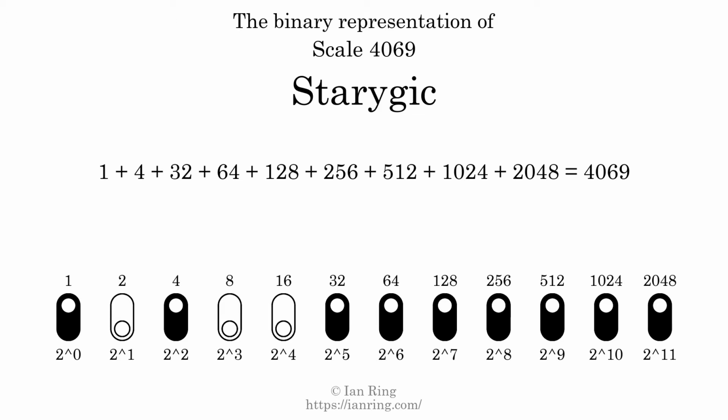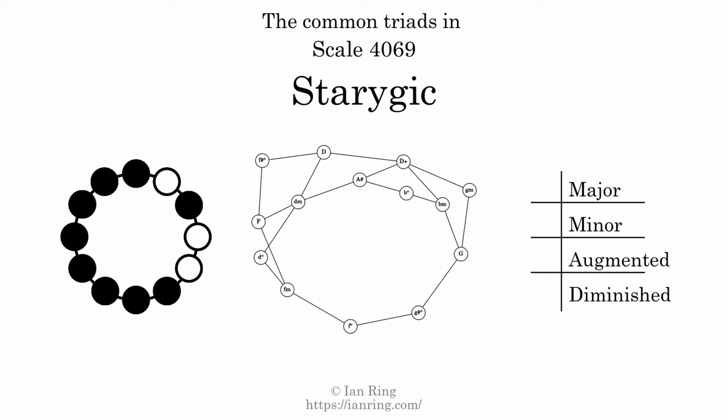The scale number not only enumerates the scale with a unique index, but it also literally describes the tonal content of the scale. Represented as a binary number in base 2, the scale number is 1111111000101. Here are the common triads present in this scale. The diagram in the center is a graph of parsimonious voice leading between triads.